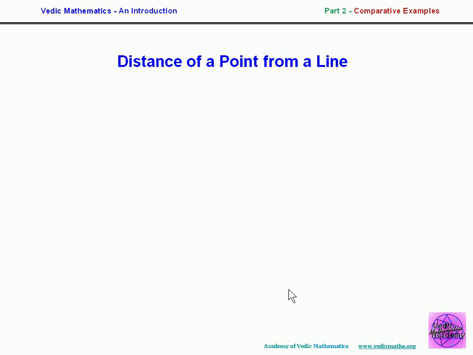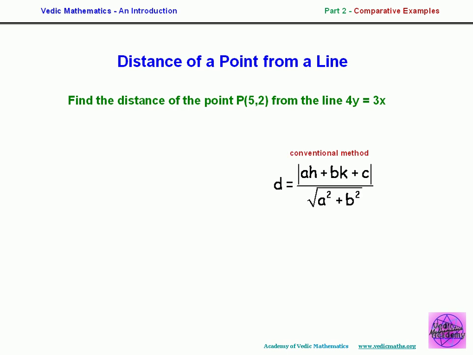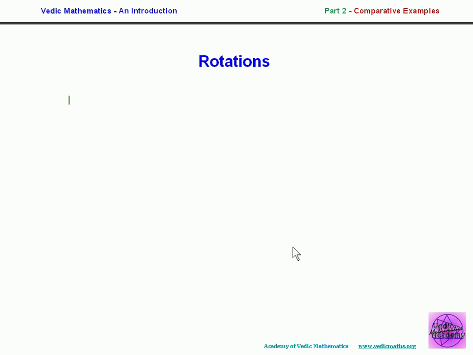Bit of coordinate geometry here, distance of a point from a line. Find the distance of this point from this line. The method that's usually taught involves use of this formula. So you have to know the formula, you have to substitute into it, and you have to get the answer. But in the Vedic system, we use a property of Pythagorean triples. We simply take the coordinates here, and the point coordinates, and we simply effectively subtract the triples, which I can't explain here, but it gives the answer straight away, 7/5. I'll come back to that in a moment.